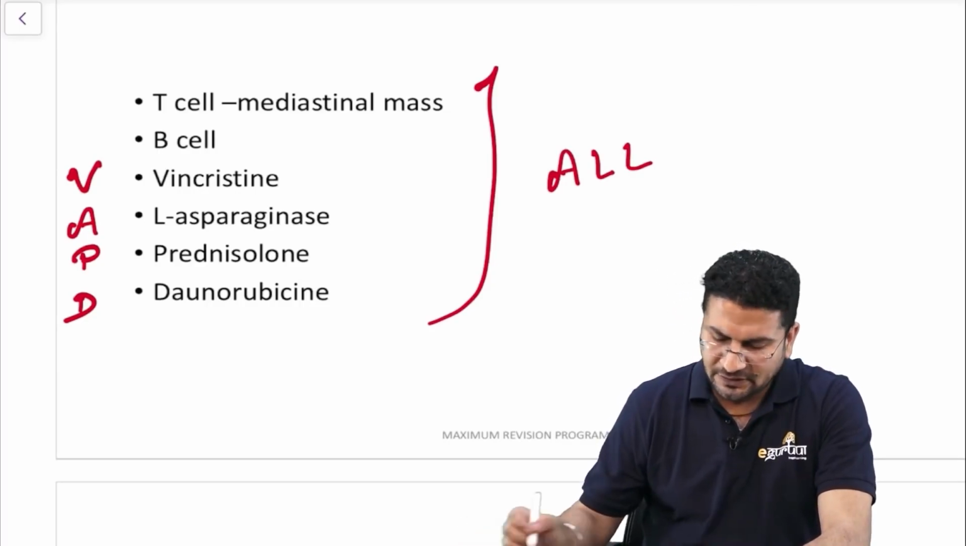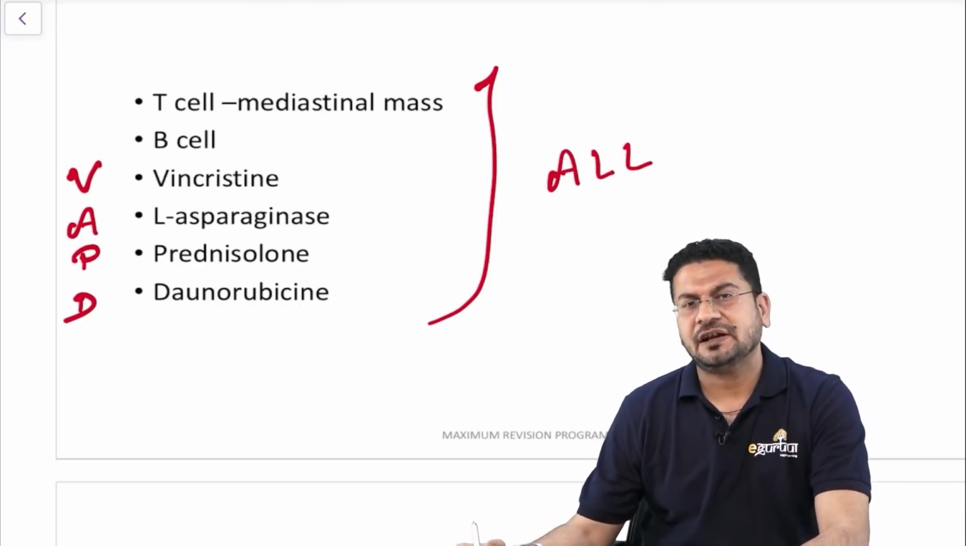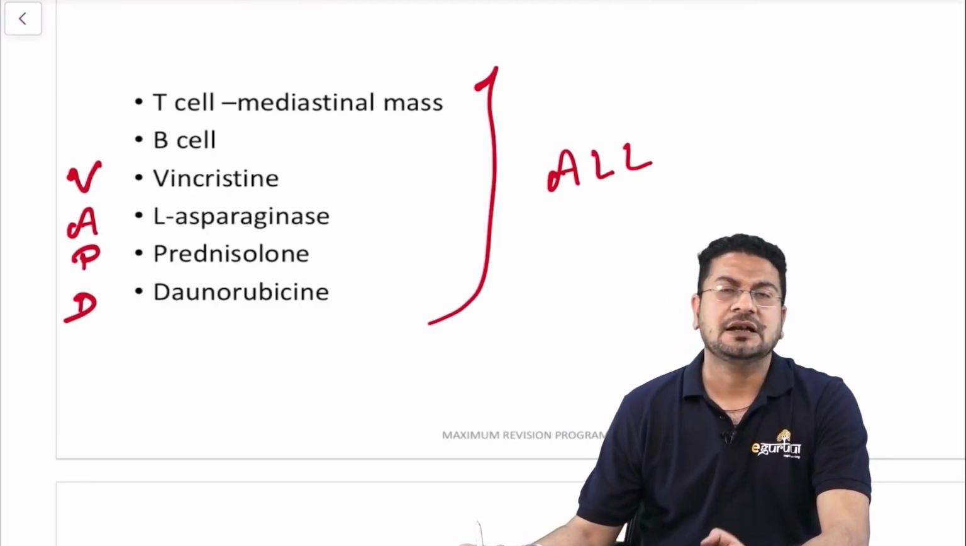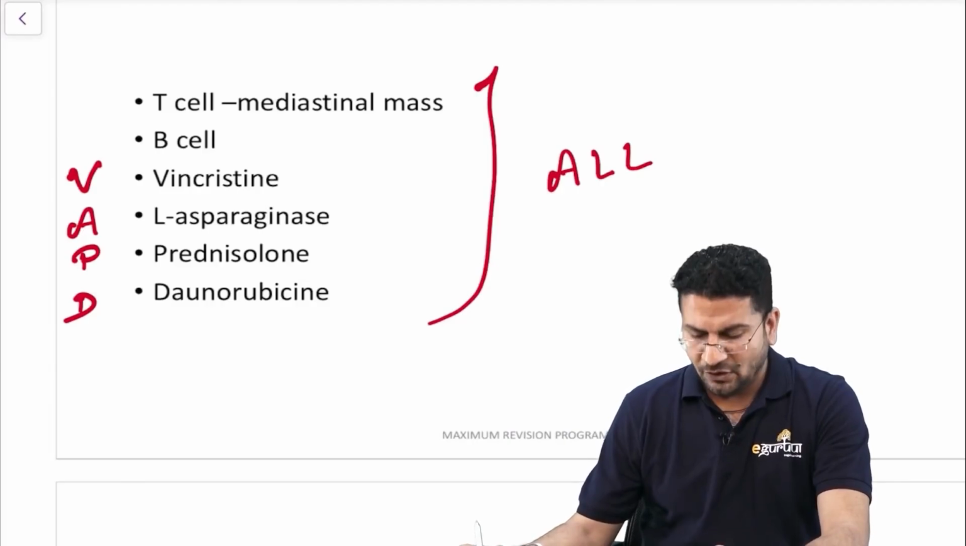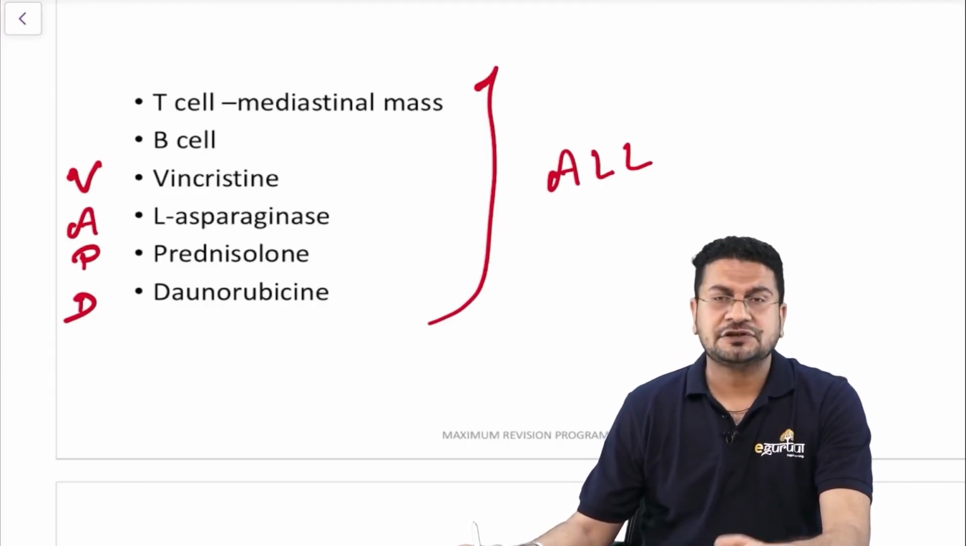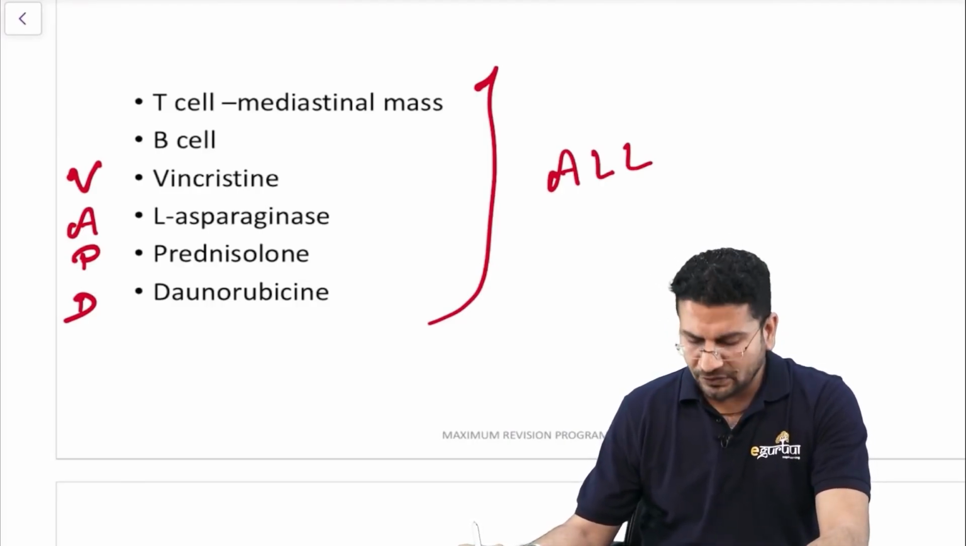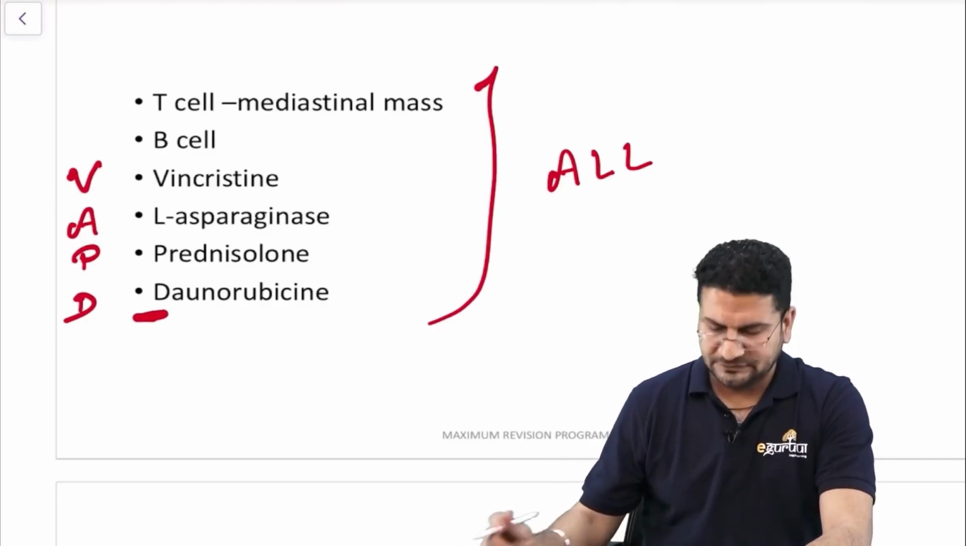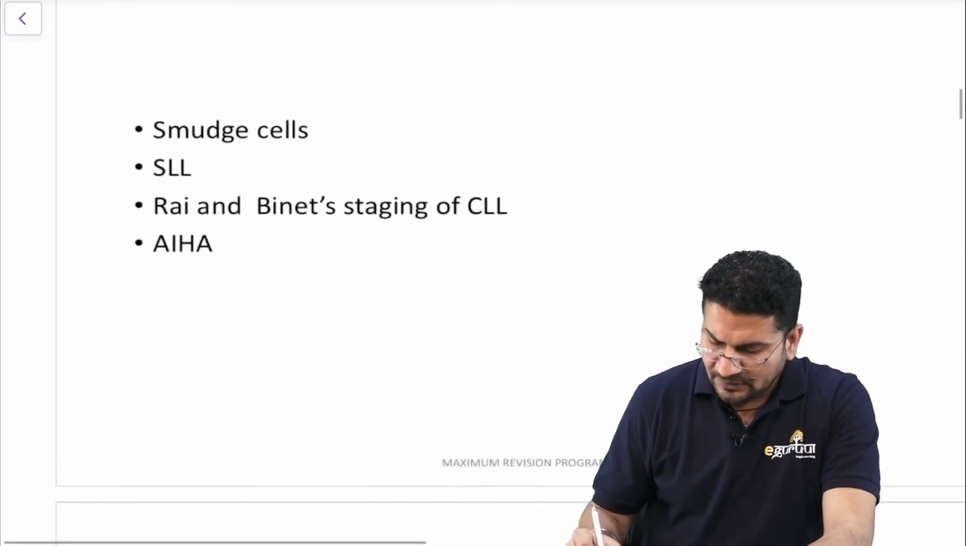Vincristine is a toxic drug. It can lead to peripheral neuropathy and SIADH. L-asparaginase can cause pancreatitis or pancreatic necrosis. Prednisolone is a steroid which will have a lot of side effects in long-term use. Daunorubicin is cardiotoxic.